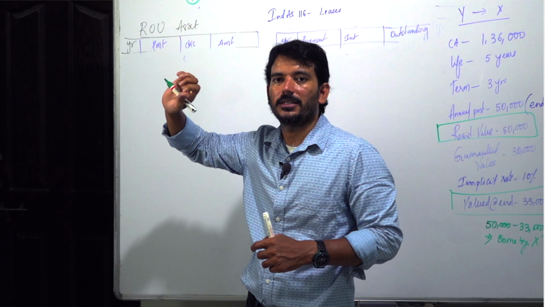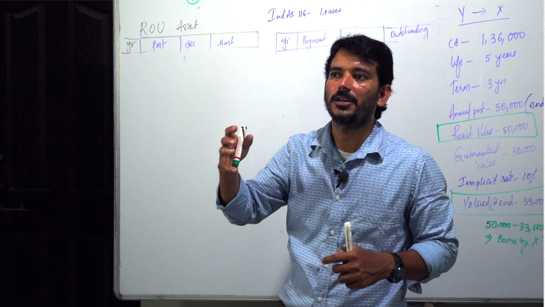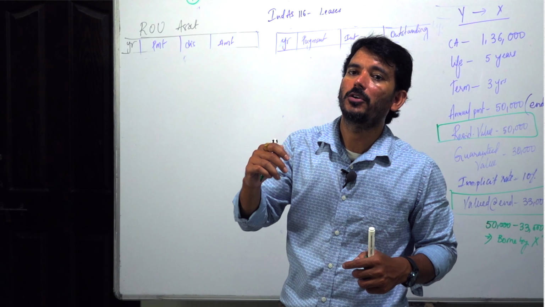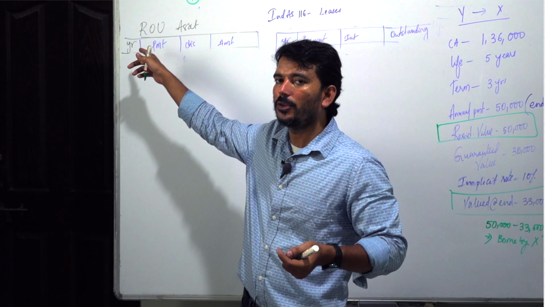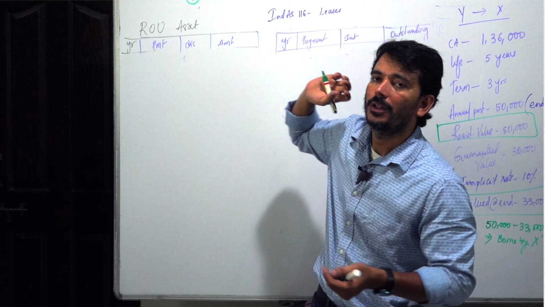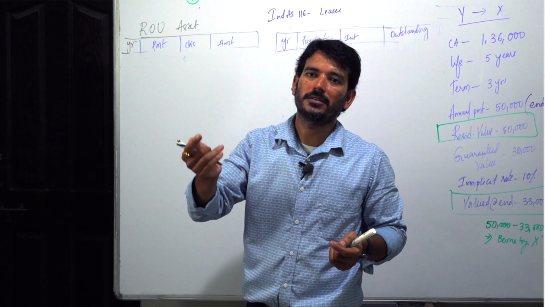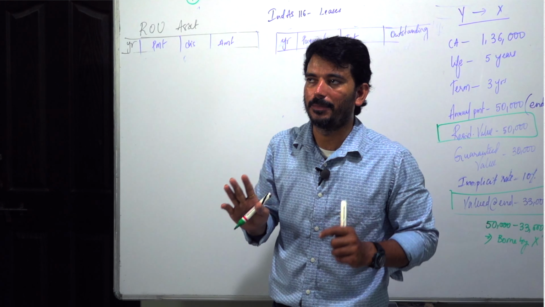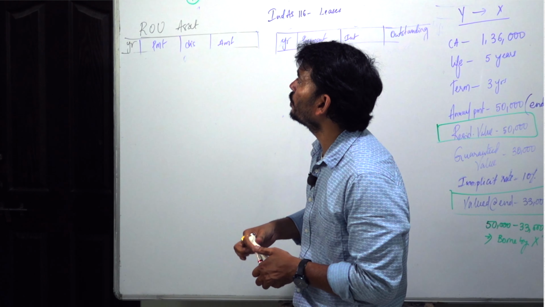Now assuming that all those conditions are fulfilled, X will be recognizing it as an ROU asset. When you are recognizing an ROU asset, you are putting an amount in the balance sheet, so you should also put an amount to the liability, like one asset, one liability. So the ROU asset value will be equivalent to the lease liability value. The lessee will recognize the ROU asset at the same value as the lease liability.